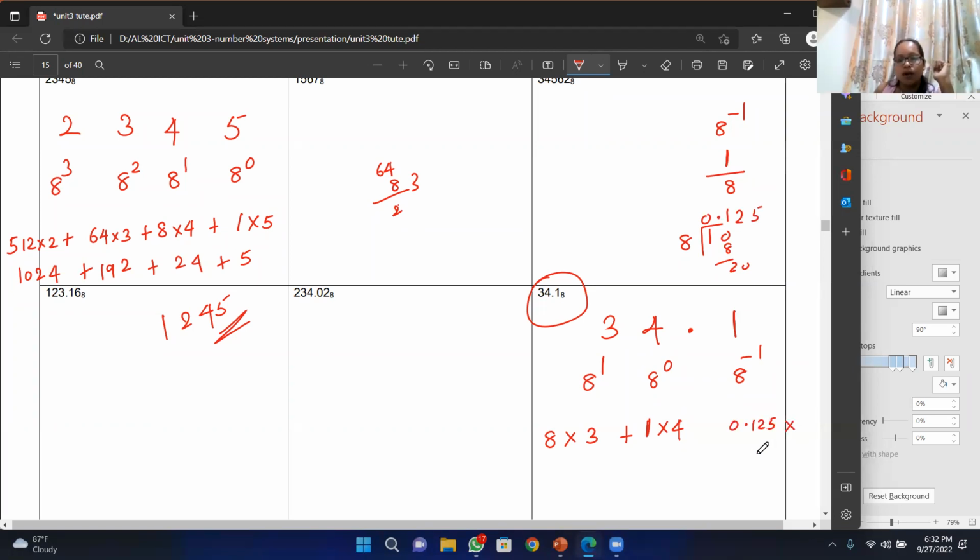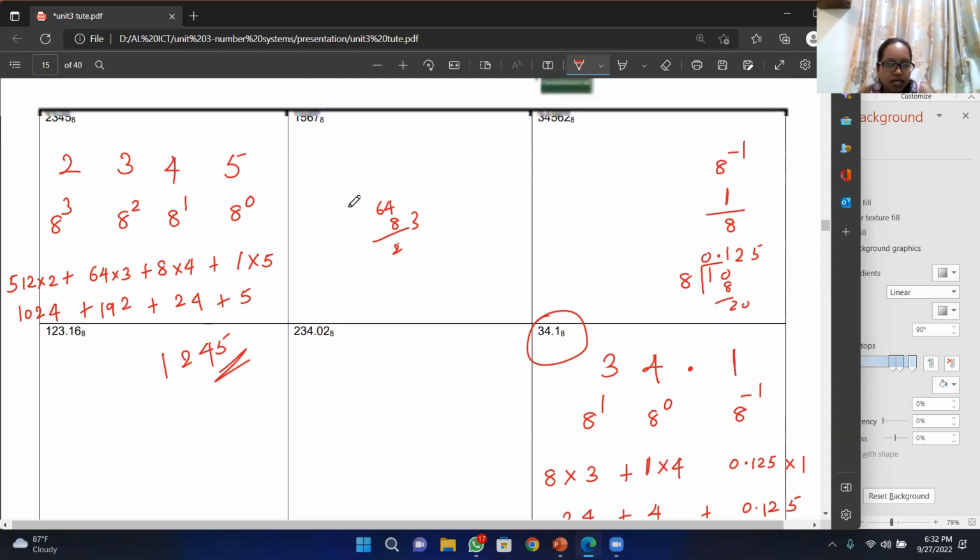0.125 into 1. This you have to add them. Here 24 plus 4 plus 0.125. That is 28.125. And this is the method. So you can do all of this, the rest of the calculations as homeworks. Right?